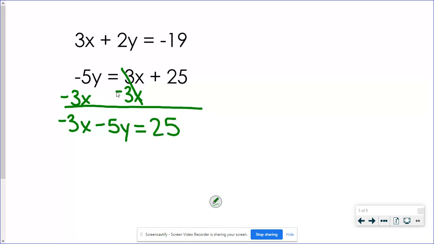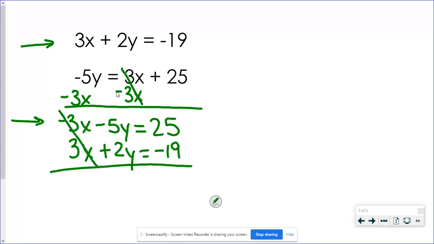Now, if I'm looking at this equation with this equation, at this point, it's really nice because my x's are opposites. So I'm just going to take that top equation and write it underneath here. So I've got 3x plus 2y equals negative 19, and my x's cancel out. Negative 5y and positive 2y is negative 3y. 25 minus 19 would be 6.